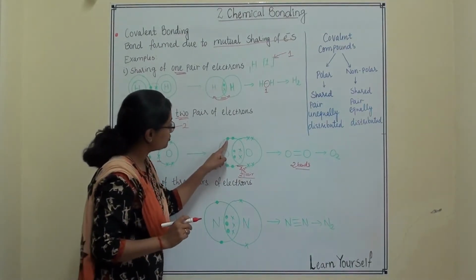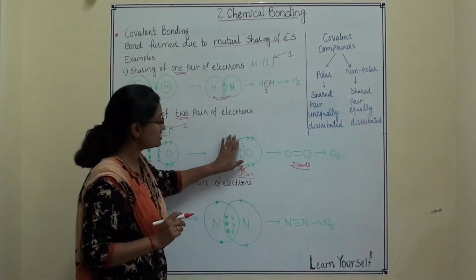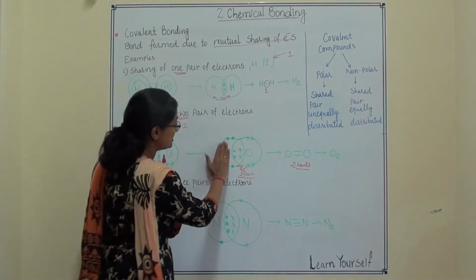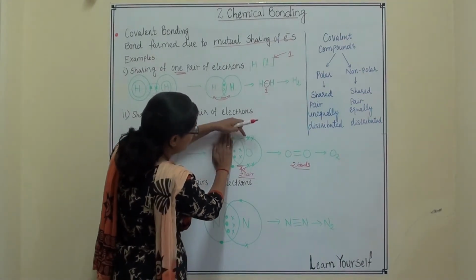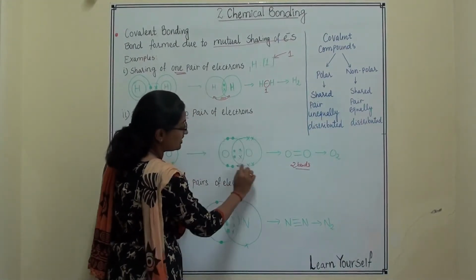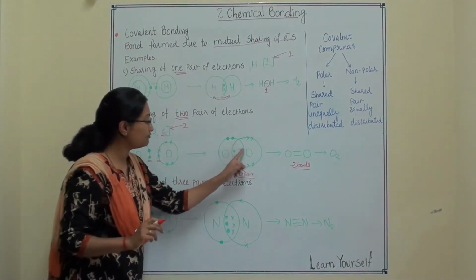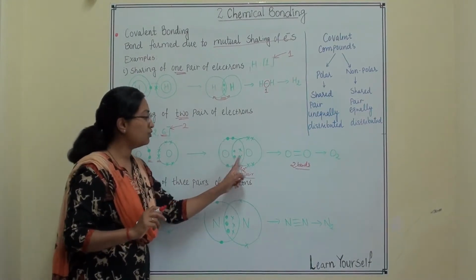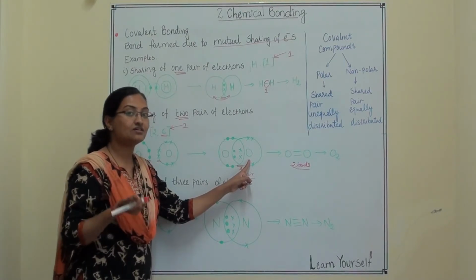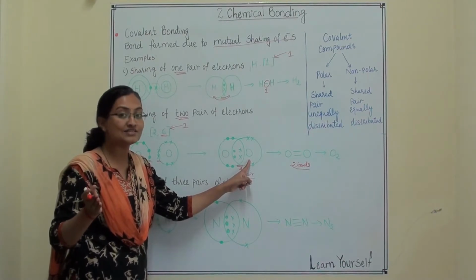See, if you count 1, 2, 3, 4, 5, 6, 7, 8, the octet has been completed for this oxygen atom. And if you see this one, 1, 2, 3, 4, 5, 6, 7, 8, the octet is also completed for this oxygen atom. So by sharing 2 pairs of electrons, both oxygens complete their octet and gain a stable electronic configuration just like their nearest noble gas, neon.